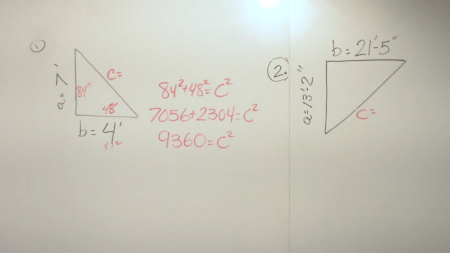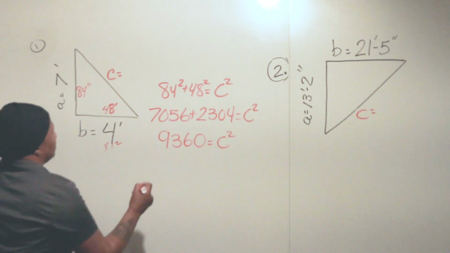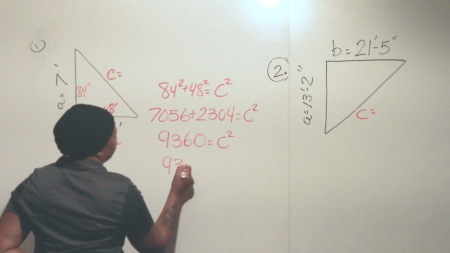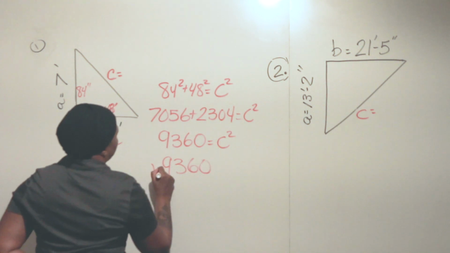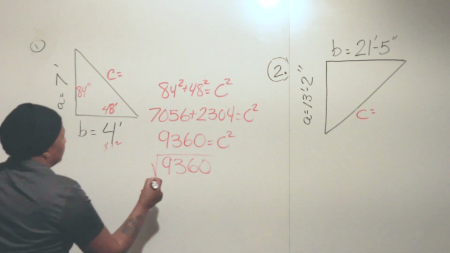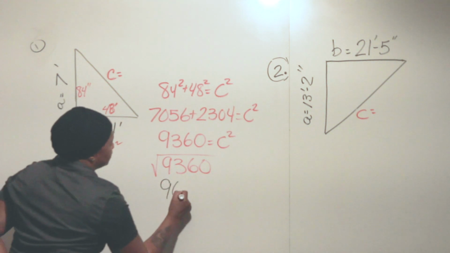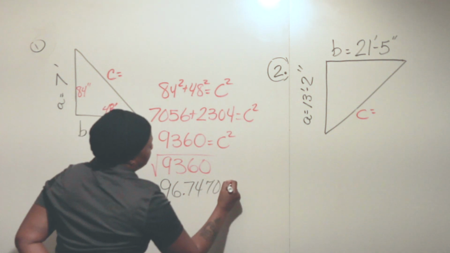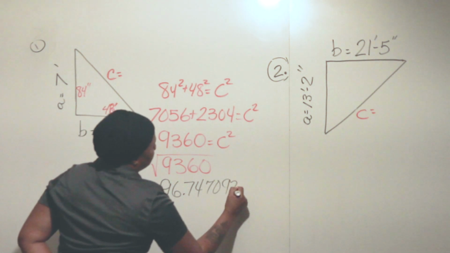So we take that 9360, and when we square root it, it looks like a division symbol with a check sign on it. When we square root 9360, we get what? 96.747. Hold on. 96.747, and so on.